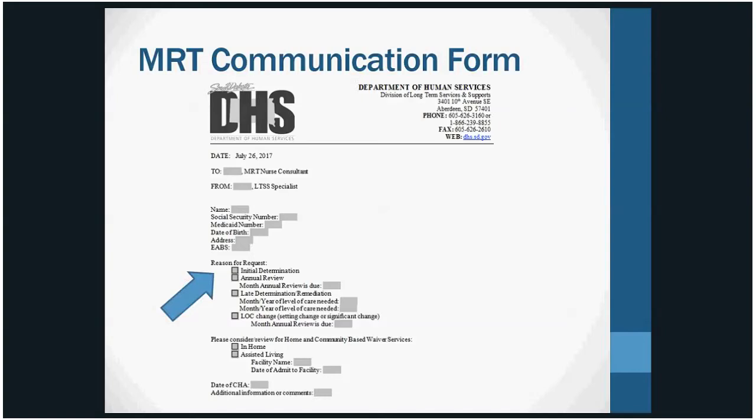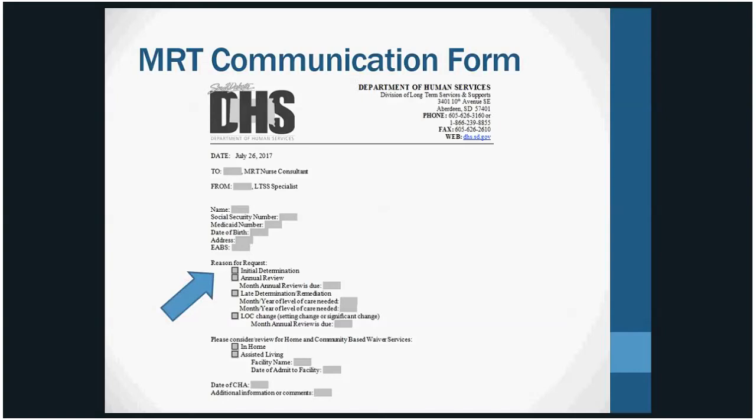So what was happening prior was the nurses, when completing these forms, would maybe put, for example, a changed level of care determination, or I can't remember if that's the actual title, but they would do that if a person, for example, was coming from the nursing home and then going to an assisted living. So it was a level of care change on the nurses' side, but it was an initial determination for waiver. It caused some confusion when the supervisors were reviewing the cases.